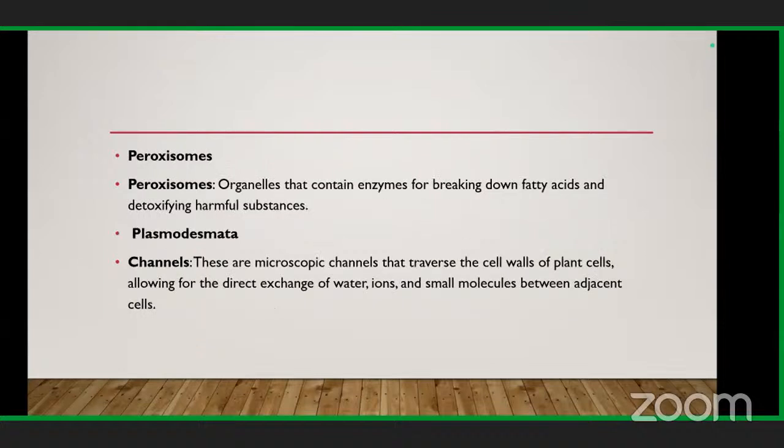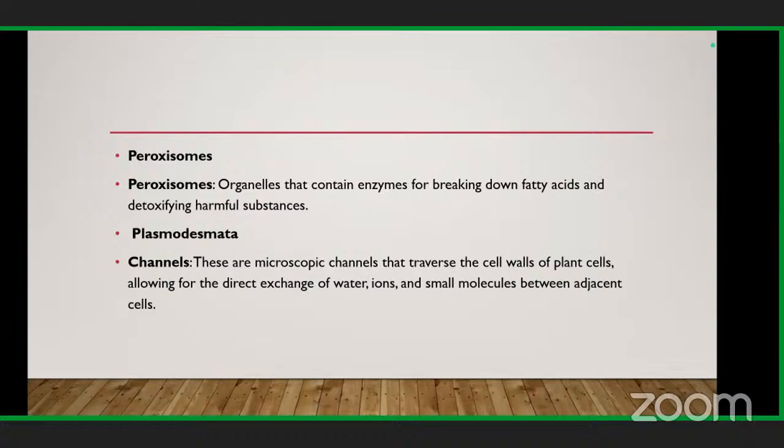Next is peroxisomes. What are these? Organelles that contain enzymes for breaking down fatty acids and detoxifying harmful substances. These peroxisomes are also found in the cytosol of the cytoplasm. They contain enzymes for breaking down large fatty acids, and they neutralize harmful substances. That is the role of the peroxisomes.